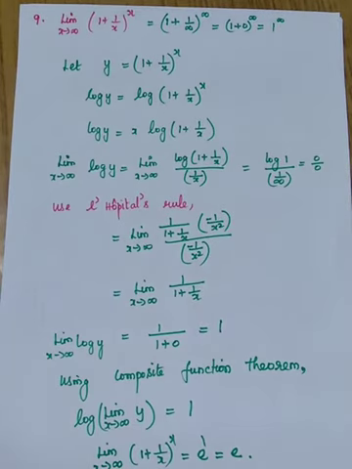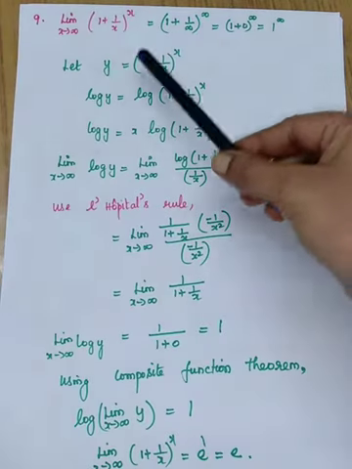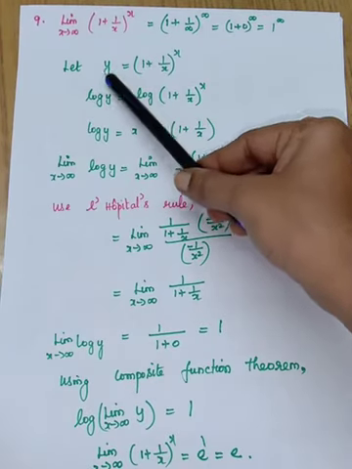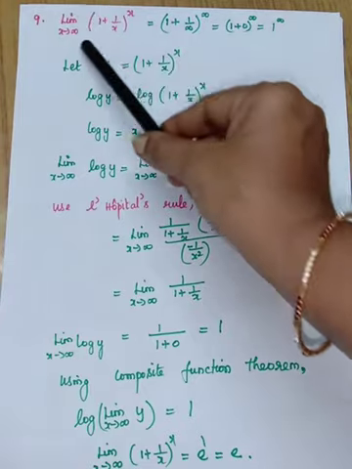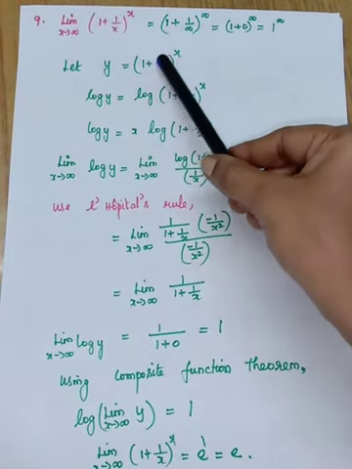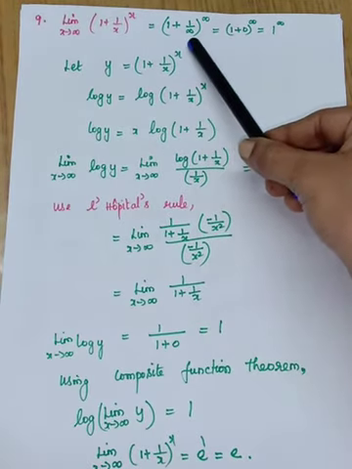So 0 to the power 0, 1 to the power infinity, if it comes, first you have to take the step: y is equal to this function, 1 plus 1 by x the whole power x.